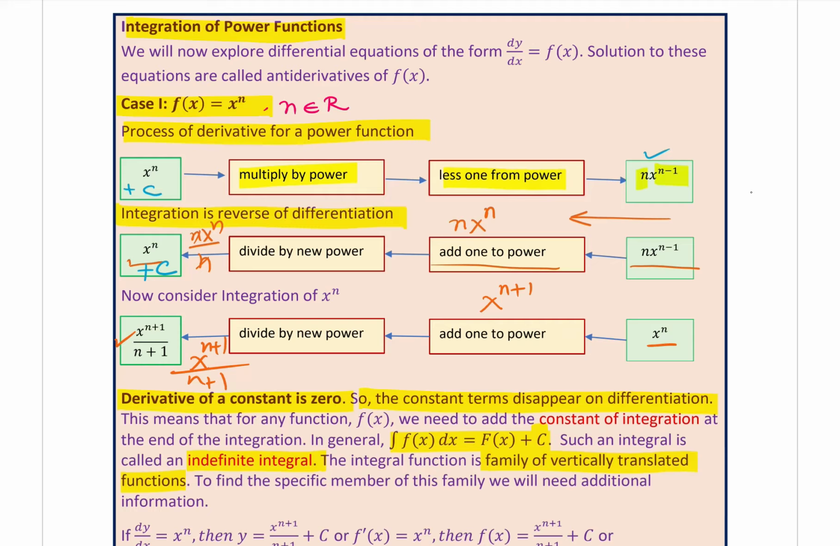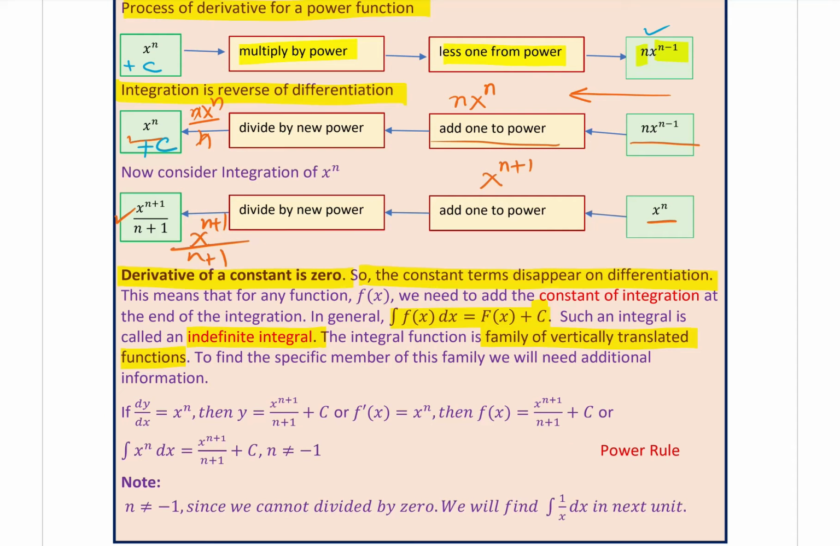So here are some formulas which we can now remember. As we just derived here, if we begin with the integral of x to the power of n, we know it should be x to the power of n plus 1 divided by n plus 1, right? So based on this, we have three different forms of looking at the same equation. If dy dx is x to the power of n, then y equals x to the power of n plus 1 divided by n plus 1 plus c, right?